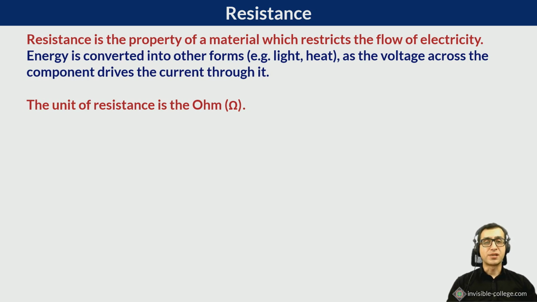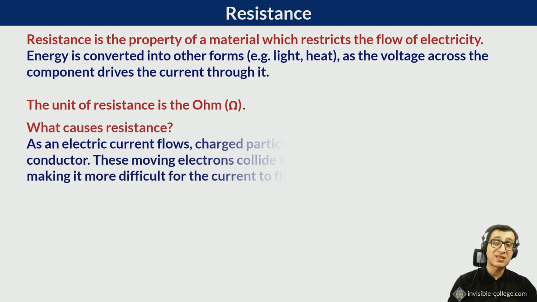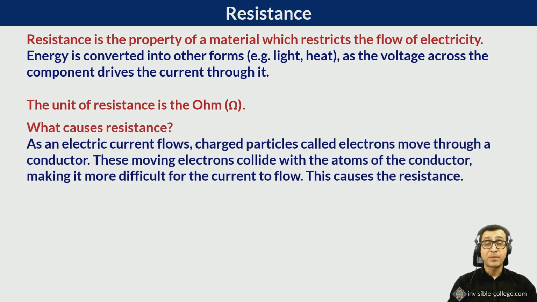So what causes resistance? Well, as we saw before in that animation of the flow of electrons through a metallic conductor, as an electric current flows, charged particles, the electrons, are moving through the conductor, but these charged particles, the electrons, in doing so, will collide with the ions or the atoms making up that conductor, and this makes it more difficult for the current to flow, and this is what causes resistance.